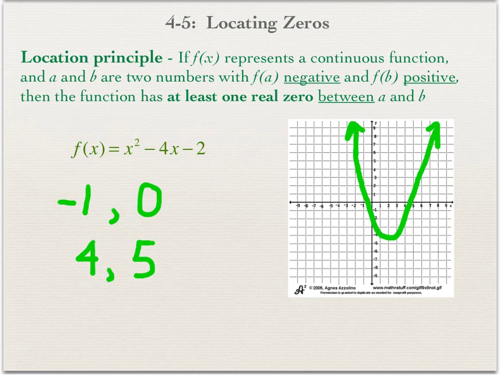The rest of this lesson is finding zeros, and we'll show you how to do that on your calculator. And it's quite similar to how we found maximums and minimums and things like that. But this location principle is kind of a key idea in this lesson 4.5.